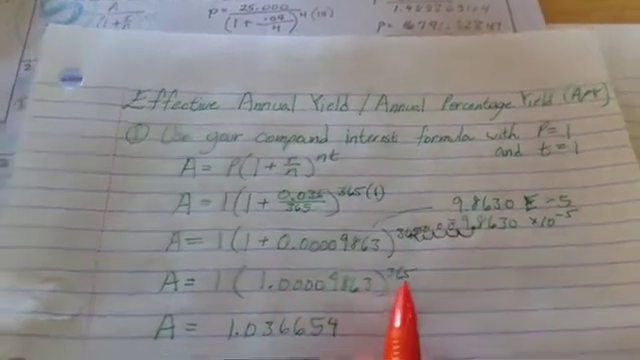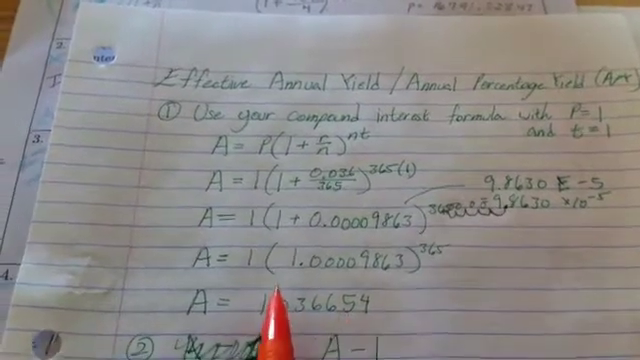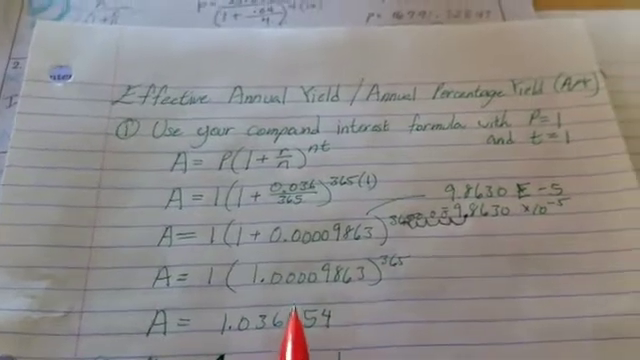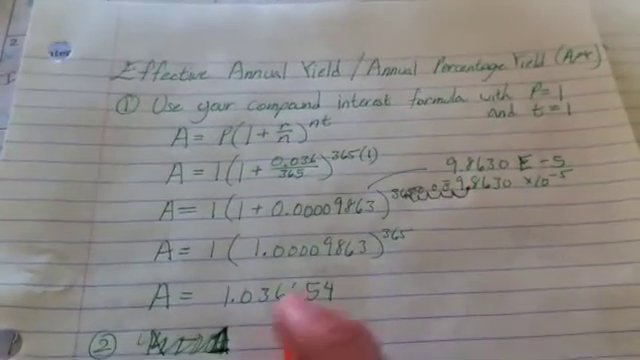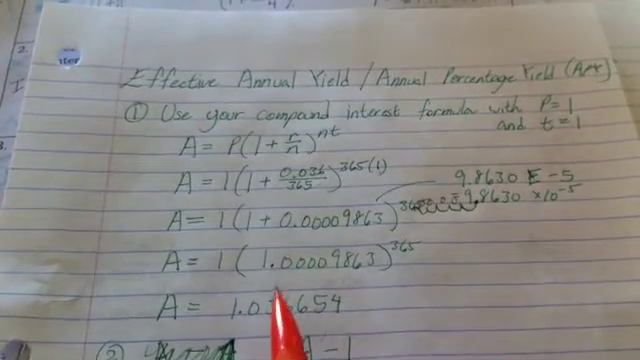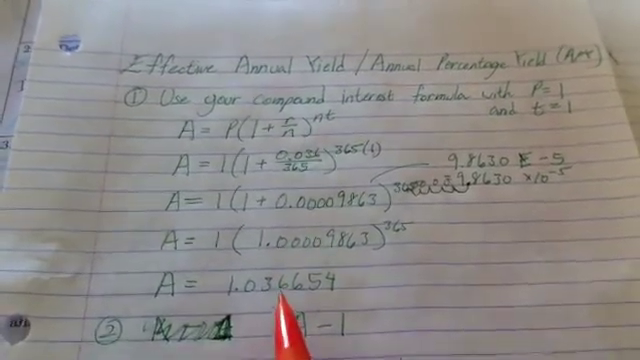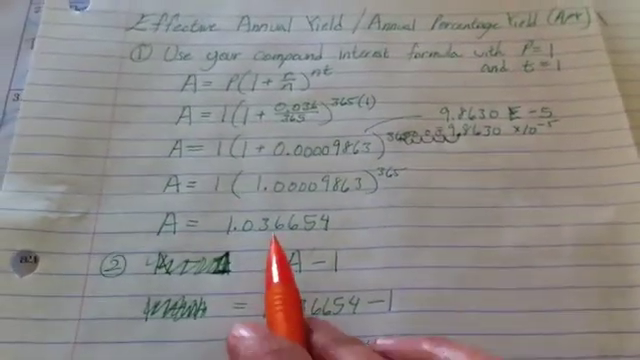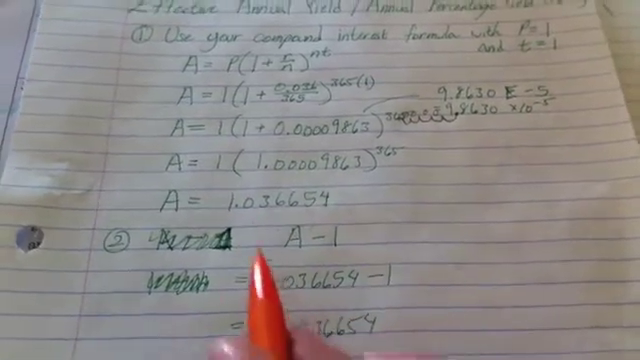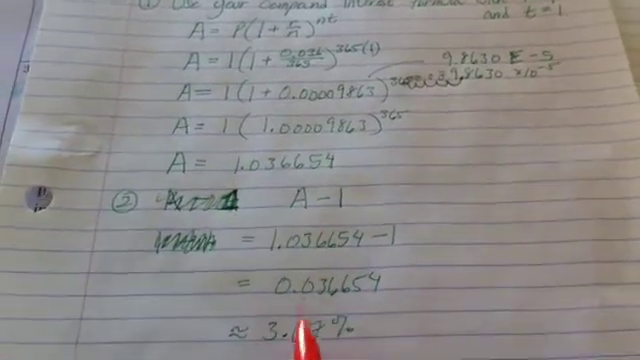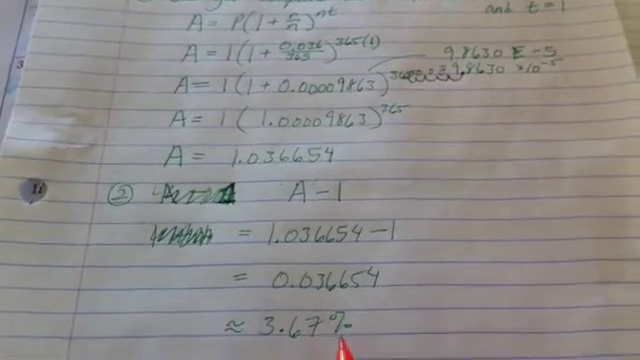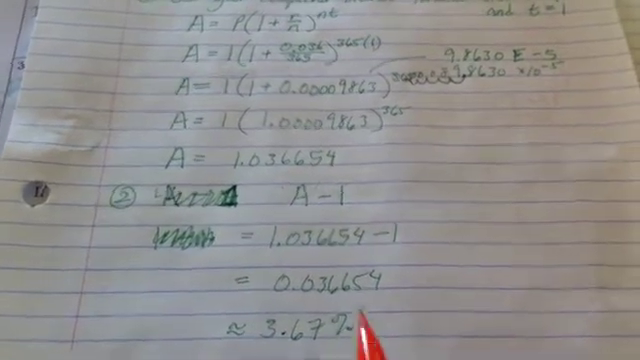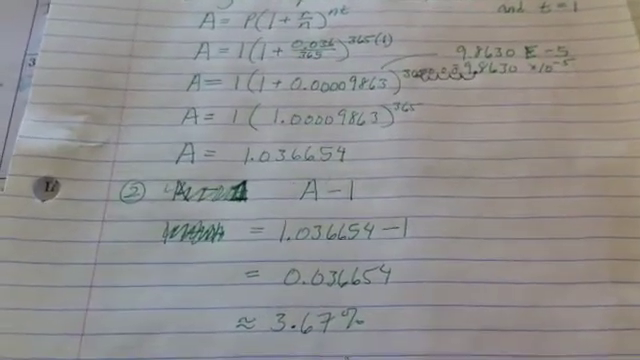Take this and raise it to the 365 power and I get this, and of course if I times it by 1 it didn't change it, so I still get that. So that's how much money you would earn if you put in $1 for 1 year. So the annual percent yield, you're just going to take that amount minus 1, basically just chopping off the 1 that you got in the front. So that's like 3.67% annual percentage yield, or effective annual yield. So that's how those guys are done.